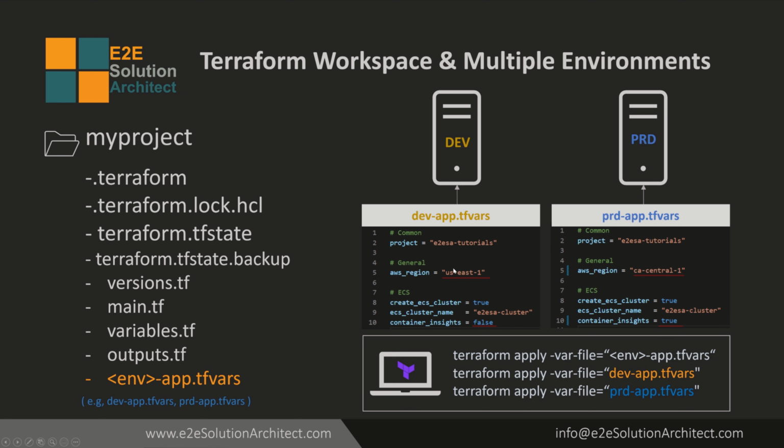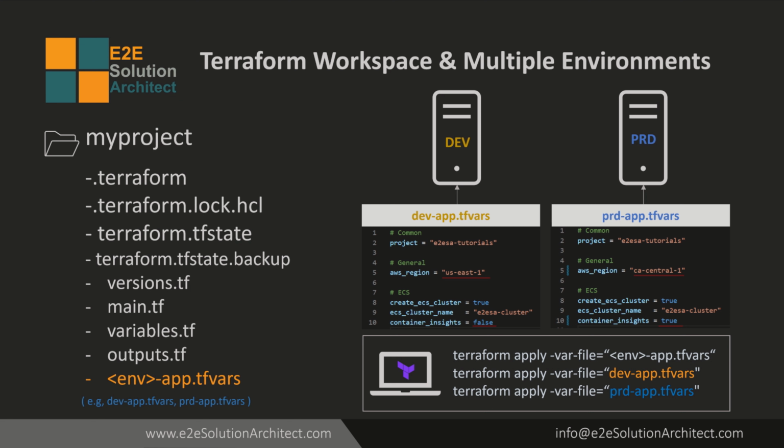In dev, I am using the AWS region US East 1. In production, I am using the AWS region EU Central 1. In the case of dev, my cluster name is going to be E2ESA cluster, which is the same for the production environment as well, but you can change it. You understand how you can change the value. In the case of dev, I am keeping container insights false. In the case of production, I am setting it true.